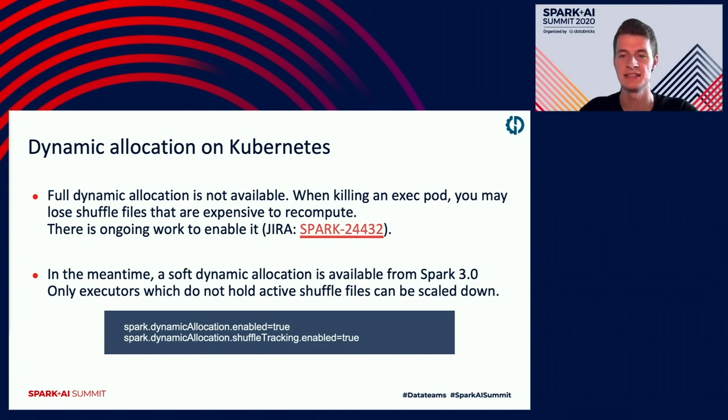On Kubernetes, the exact same architecture is not possible, but there's ongoing work to work around this limitation. In the meantime, a soft dynamic allocation is available in Spark 3.0. The Spark driver tracks shuffle files and only allows the eviction of those executors that do not store active shuffle files. This works great in practice, though on average, the scale down of Spark applications is slower compared to a full-fledged dynamic allocation.